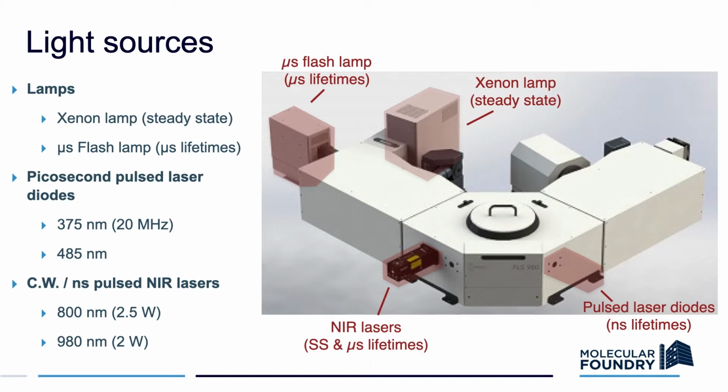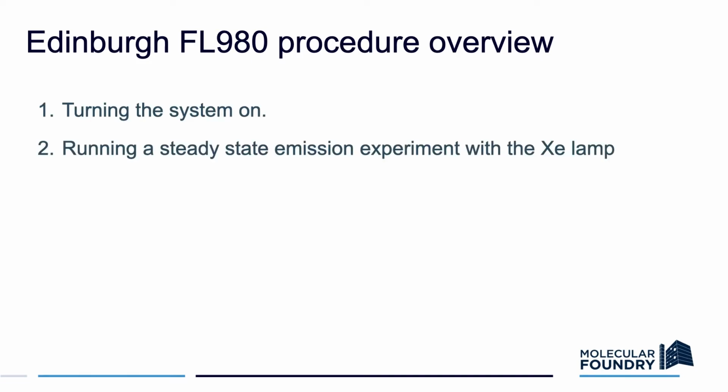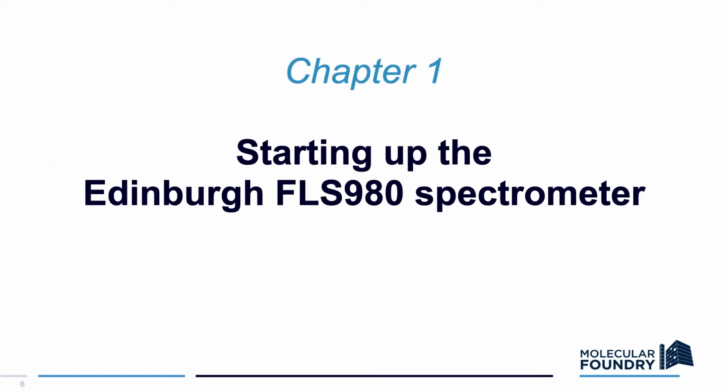In this video, we'll cover turning the system on, running a steady-state emission experiment using the xenon lamp as the excitation source, measuring nanosecond lifetimes using a picosecond diode laser as the excitation source. This will be done in time-correlated single-photon counting mode, shutting down the instrument, and also going over a few troubleshooting tips. Chapter 1. Starting up the spectrometer.